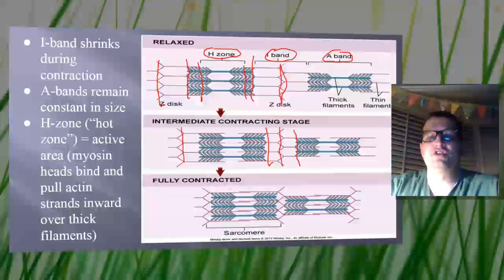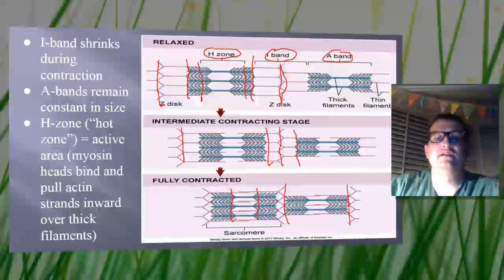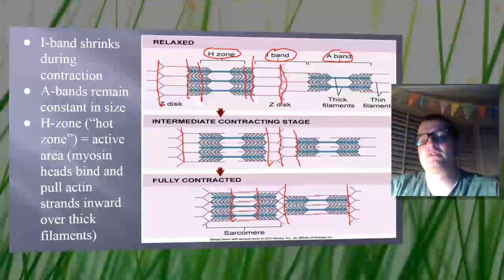However, the H zone changes because the actin moves into this space here. Okay, so the A band and the Z disc remain constant in size. Here, at the end of a contraction, the A band is essentially the same length as a Z disc. Okay, and the I band is what shrinks. That's actually what disappears during a muscle contraction.